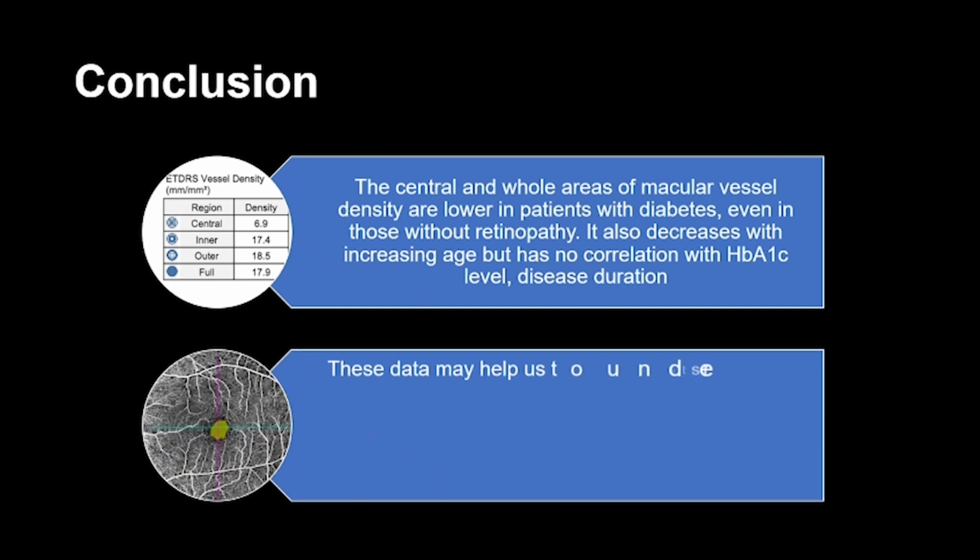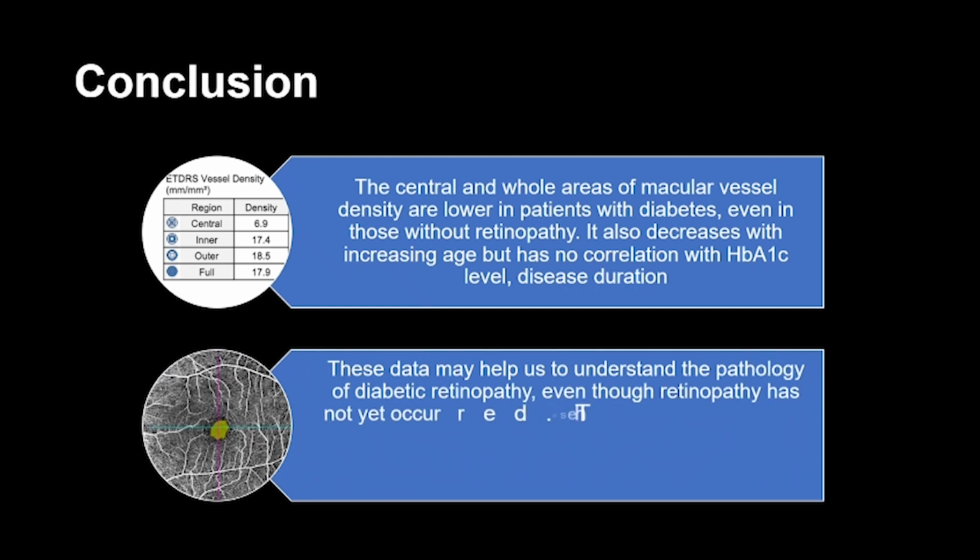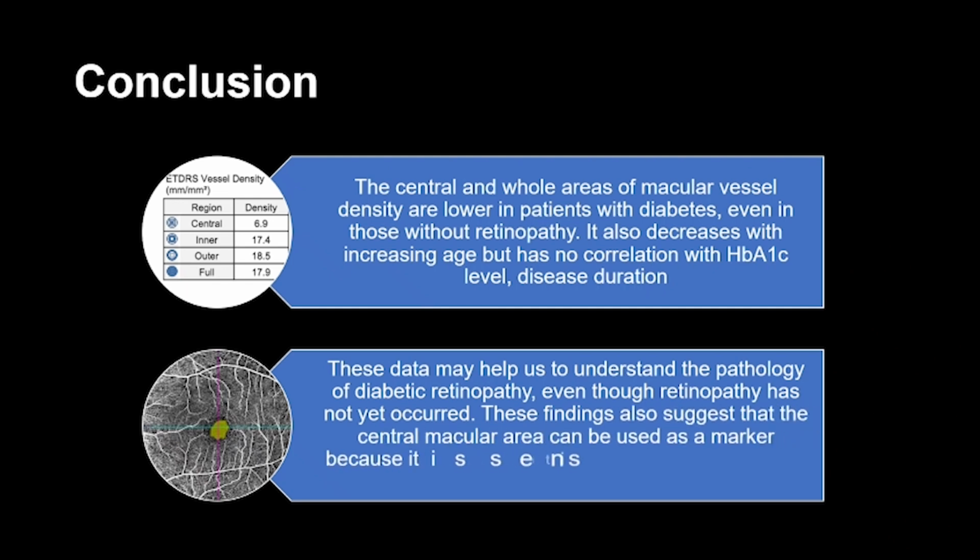These data may help us to understand the pathology of diabetic retinopathy, even though retinopathy has not yet occurred. These findings also suggest that the central macular area can be used as a marker because it is sensitive to hyperglycemic changes and is susceptible to ischemic conditions.